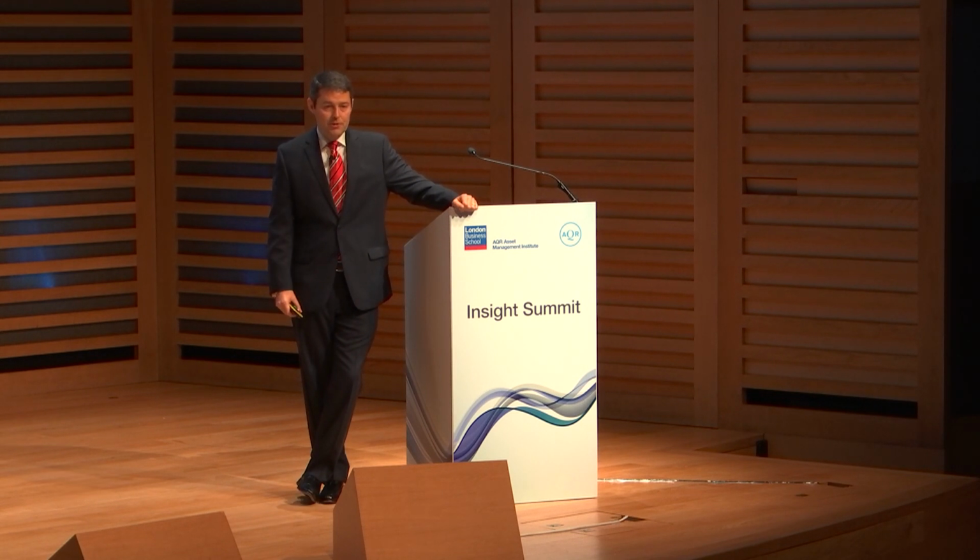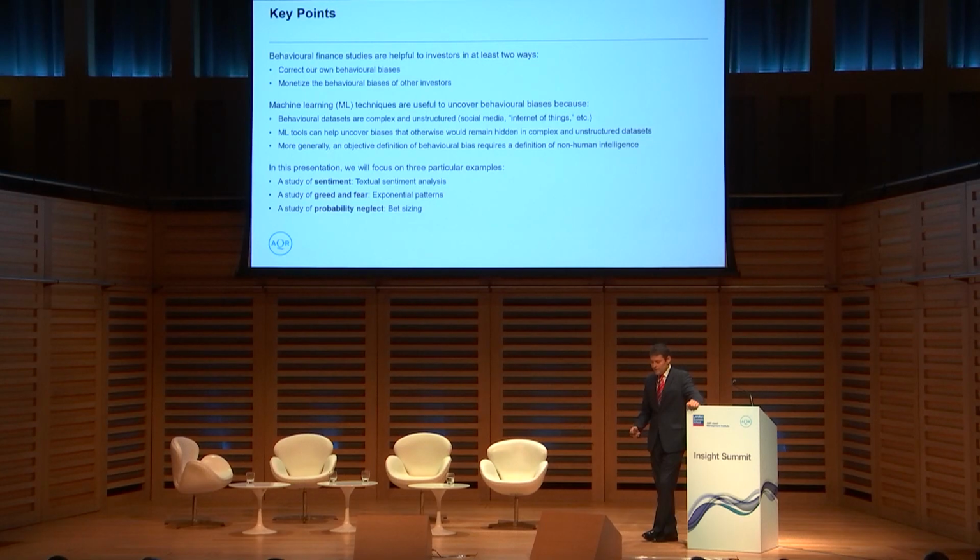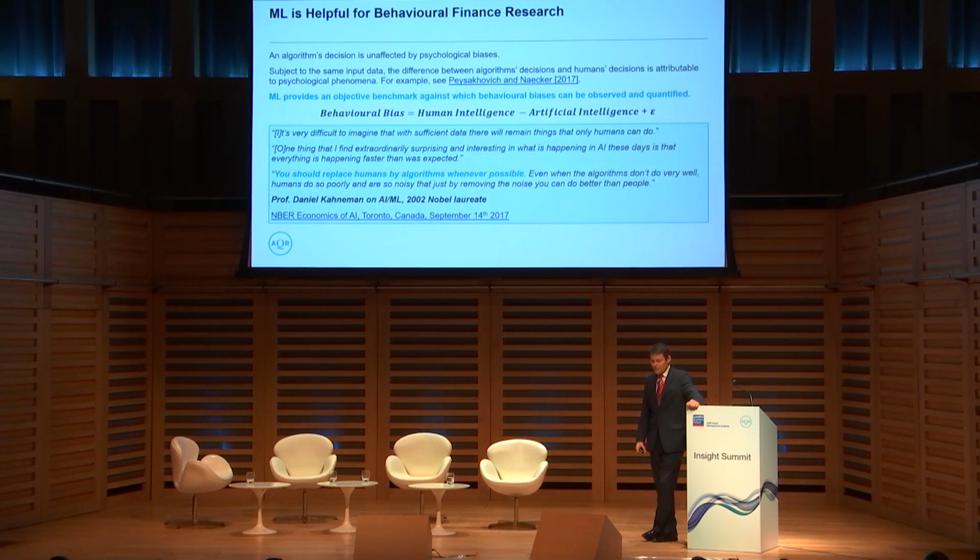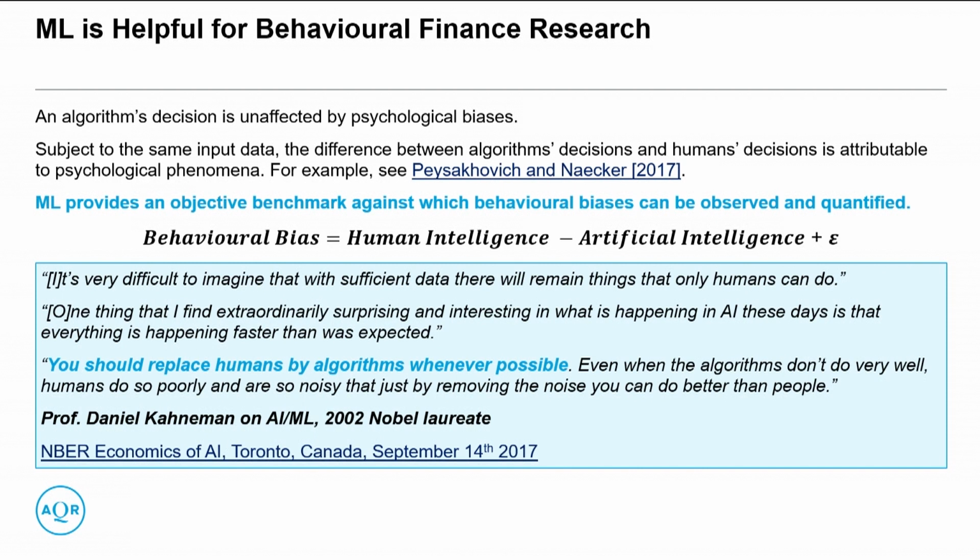Number two, more generally, we need an objective definition of what is a behavioral bias, in the sense that a bias is defined against the outcome that would have come from a decision maker who is not subject to those psychological traits. And let me read here a quote from Professor Kahneman, who said, "It is very difficult to imagine that with sufficient data, there will remain things that only humans can do. One thing that I find extraordinarily surprising and interesting in what is happening with AI these days is that everything is happening faster than expected."